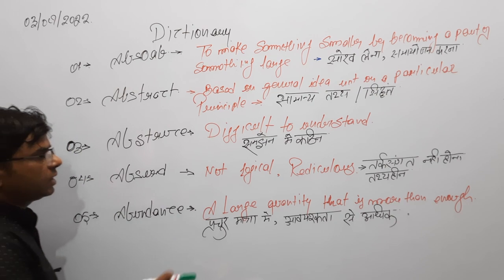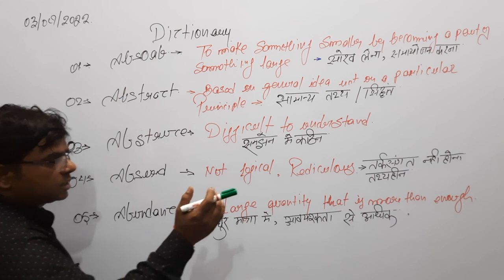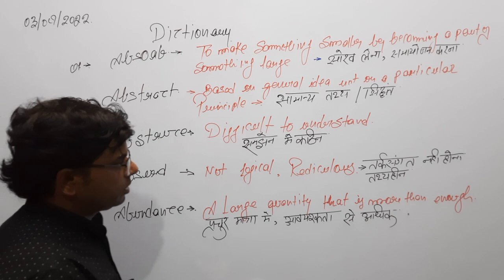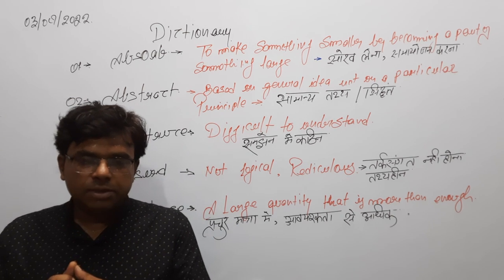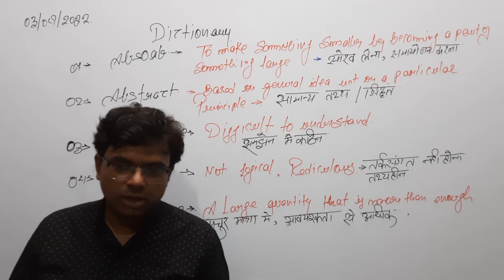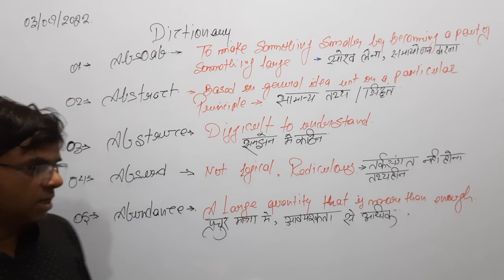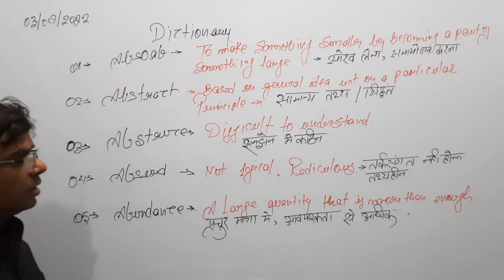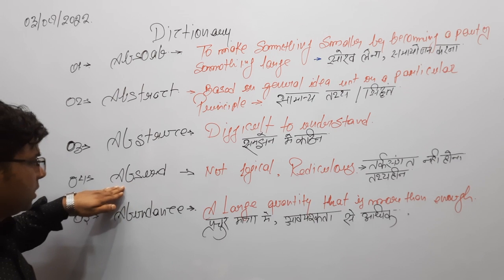Abstruse, difficult to understand, समझने में कठिन. Absurd, not logical, ridiculous. What absurd you are giving to me? That means something which you are saying or presenting to somebody, and the somebody's reaction is that it is not logical or it is ridiculous, तर्क संगत नहीं होना, तथ्यहीन, then it will be known as absurd.